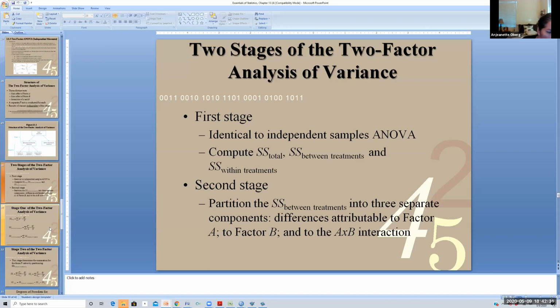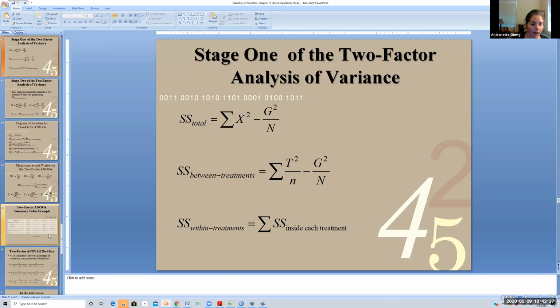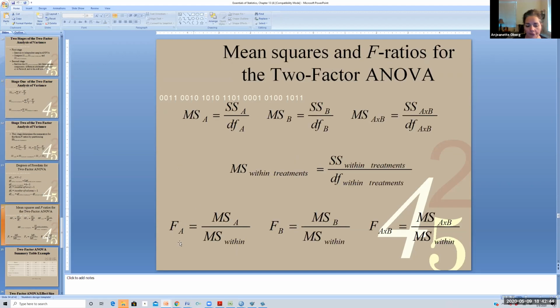And so what happens then is we have our corresponding formulas, right? Each test has a different F score. So for a main effect for A, it's going to be the mean squared of A divided by the mean squared within. For B, it's going to be the mean squared of B divided by mean squared within. And then for the interaction, it's the mean squared of A by B divided by within.